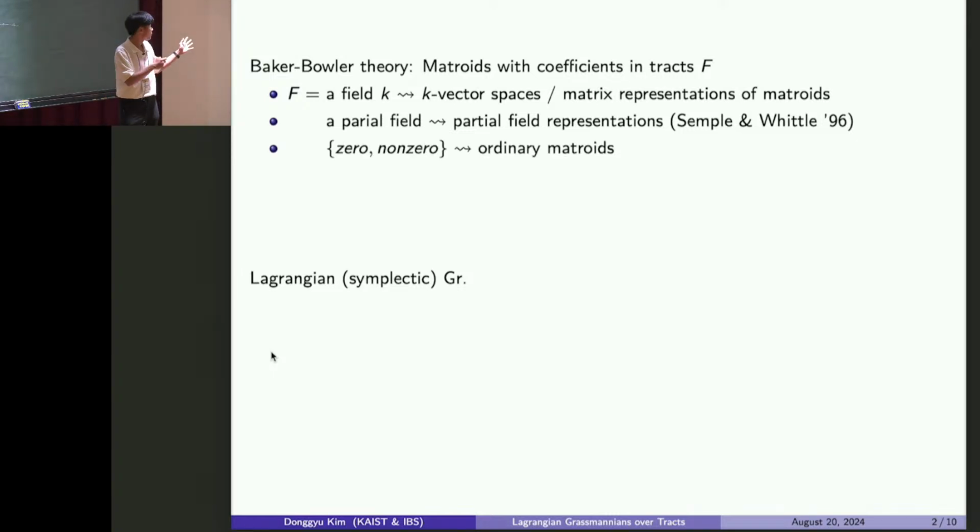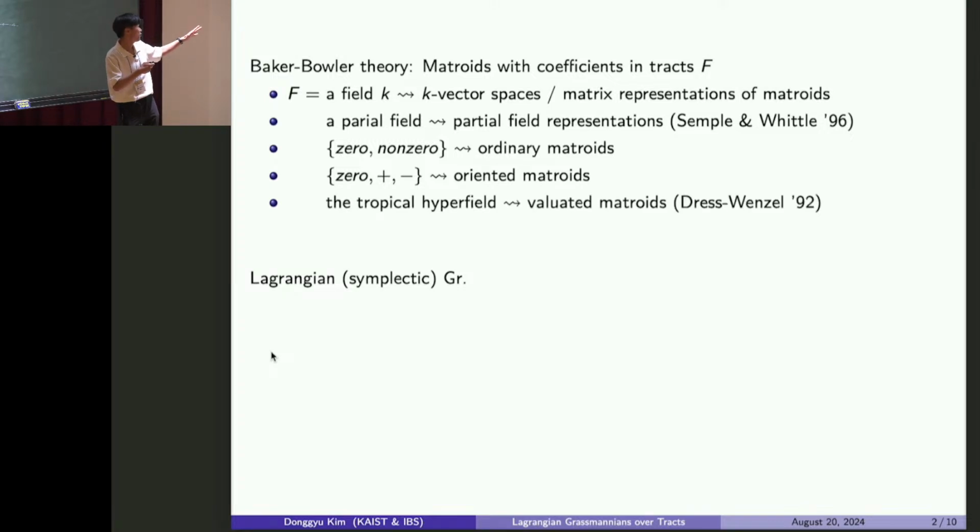If we consider F as some hyperfield which only consists of the zero and non-zero elements, then this is just an ordinary matroid. If we take the sign hyperfield, then this is an oriented matroid. And if we take the tropical hyperfield, this also gives the valuated matroid. So it's unifying many different concepts. And okay, let's move on to the second one.